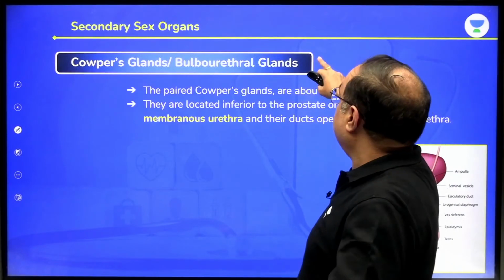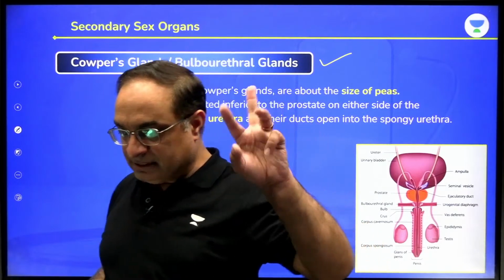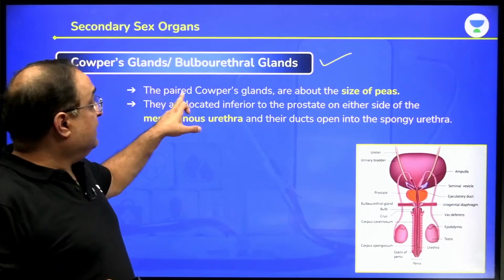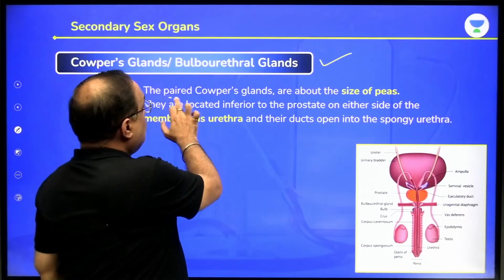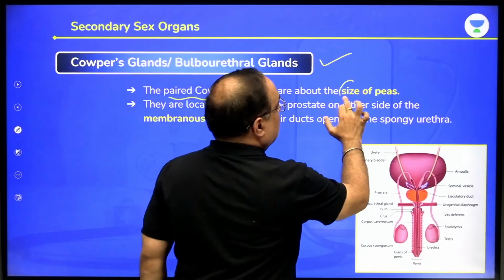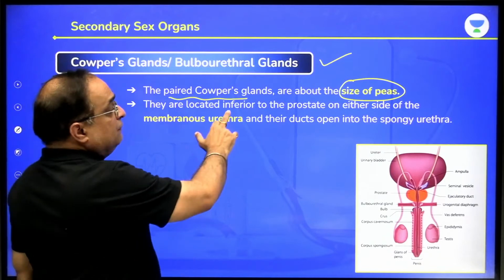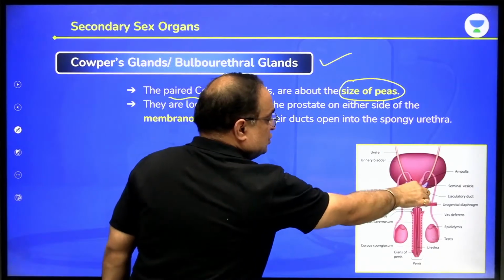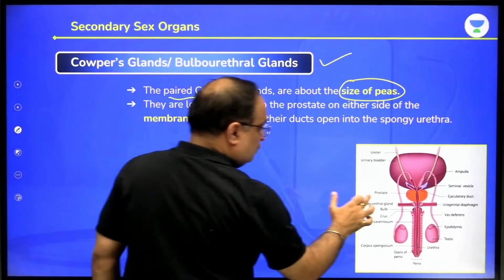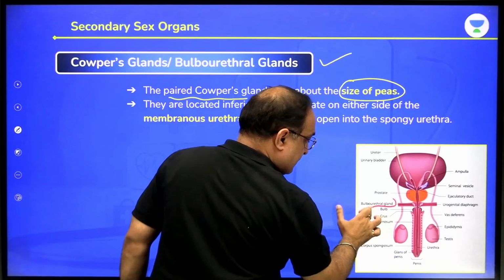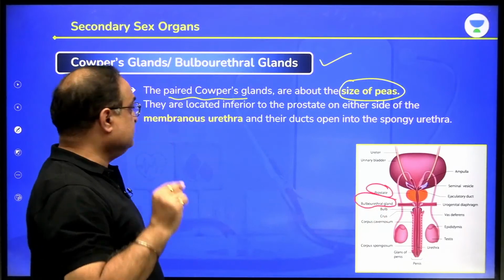Next glands, Cowper's glands or the bulbourethral glands. Cowper's glands दो होते हैं. Cowper's glands are 2 in number. Paired है ना? Seminal vesicles paired, but prostate is not paired. Paired Cowper's glands are about the size of the pea seed. मटर के दाने जितने छोटे छोटे glands होते हैं. They are located inferior to the prostate. Prostate gland के नीचे हैं, right? As you can see here, bulbourethral glands. Let me highlight this for you. ये रहे bulbourethral glands. They are located inferior to prostate, very small in size.